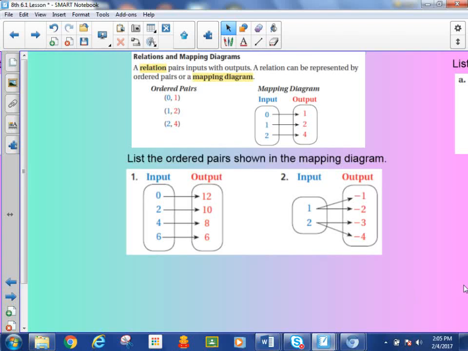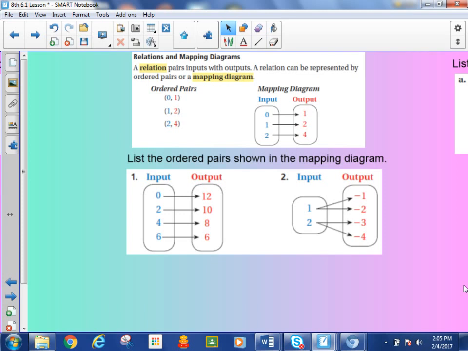Okay, this is the 6.1 lesson. We're going to be working with relations and mapping diagrams, which we've already covered a little bit in the activities. So some of you will pick up on this really quick if you were comfortable with the activities. Once again, a relation is a pair of inputs with outputs. A relation can be represented by ordered pairs or a mapping diagram.